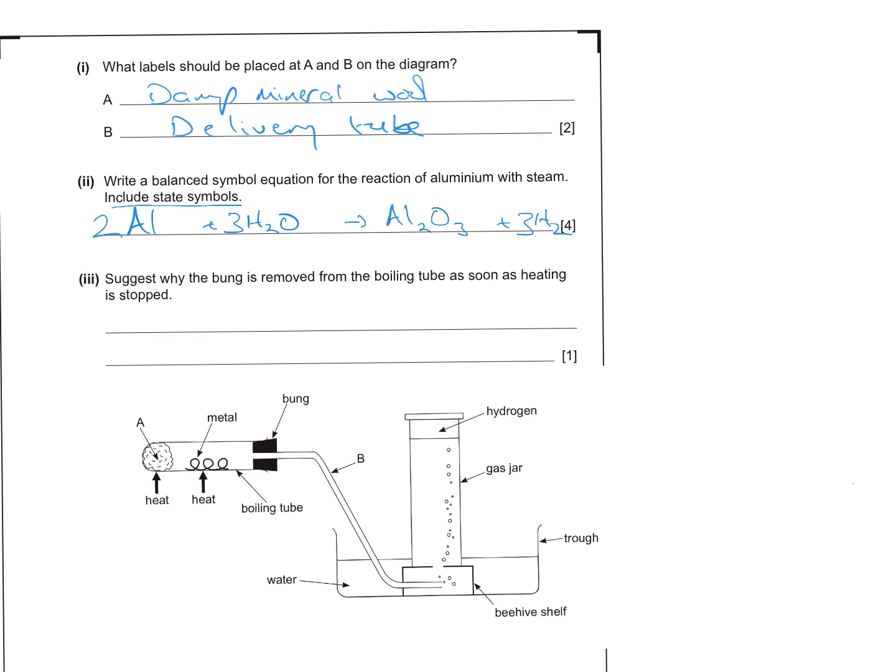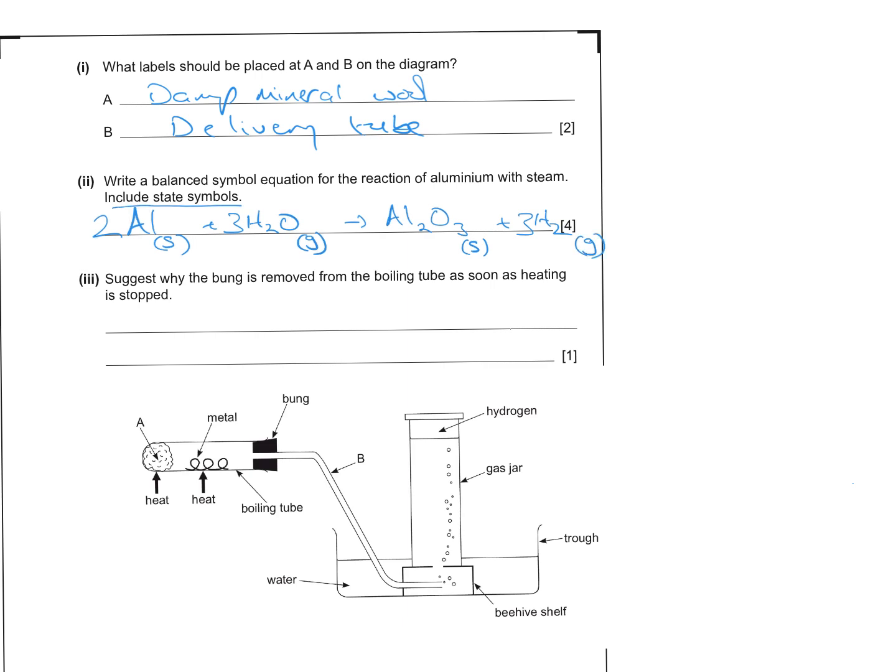Well, aluminium is a solid, it's a metal. The H2O is a gas because this is steam. Again, be careful with that. Aluminium oxide is an ionic compound. That's going to be a solid, high melting point. And then hydrogen is a gas.